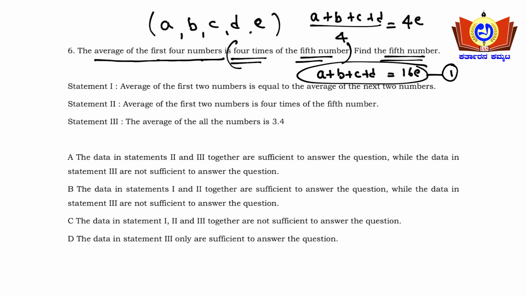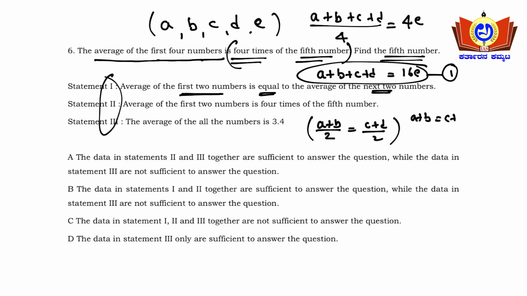See here, there are 3 statements given here, my dear friends. Statement 1: the average of the first 2 numbers, (A plus B) divided by 2, is equal to the average of the next 2 numbers, (C plus D) divided by 2. It is nothing but A plus B will be equal to C plus D. So this is equation 2 here.